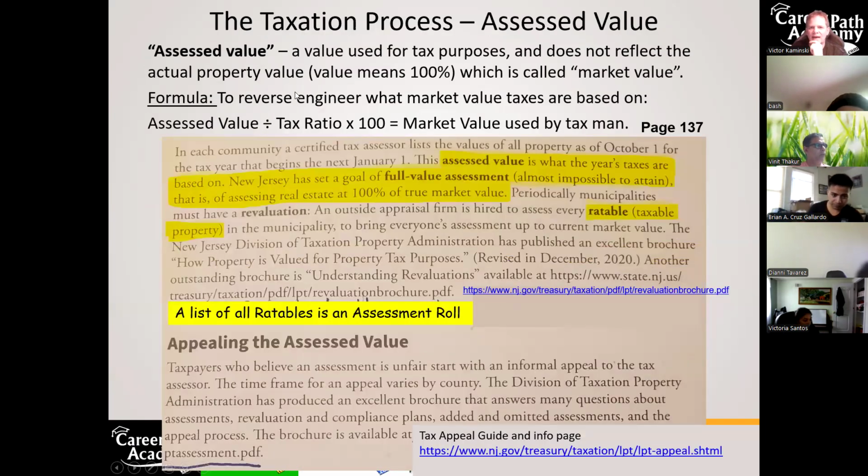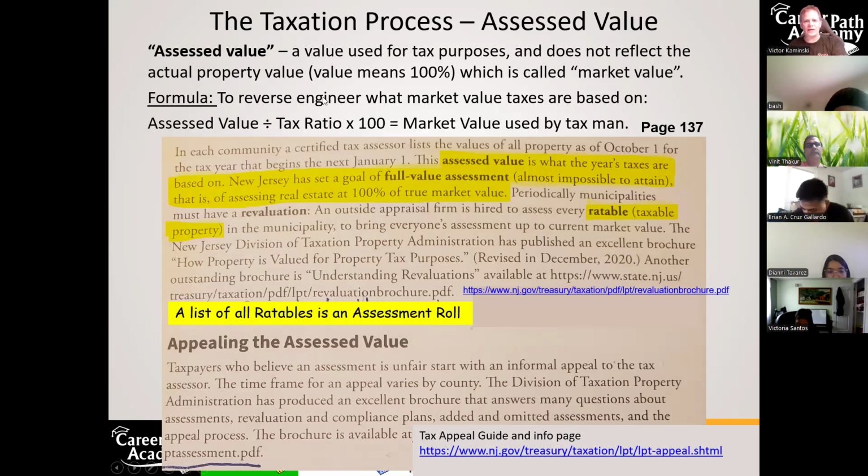Okay, so how does the taxation process work? Well, taxes are determined not on the actual market value of a property, but on their assessed value. An assessed value is a value that the tax man uses when calculating your property taxes. And you need to re-engineer the formula to fit those figures to be able to figure out what the actual property value he's thinking your property is worth. Because the assessed value is based on the actual property value, but they don't tell you what that property value is. You have to do some reverse engineering to try to figure it out.